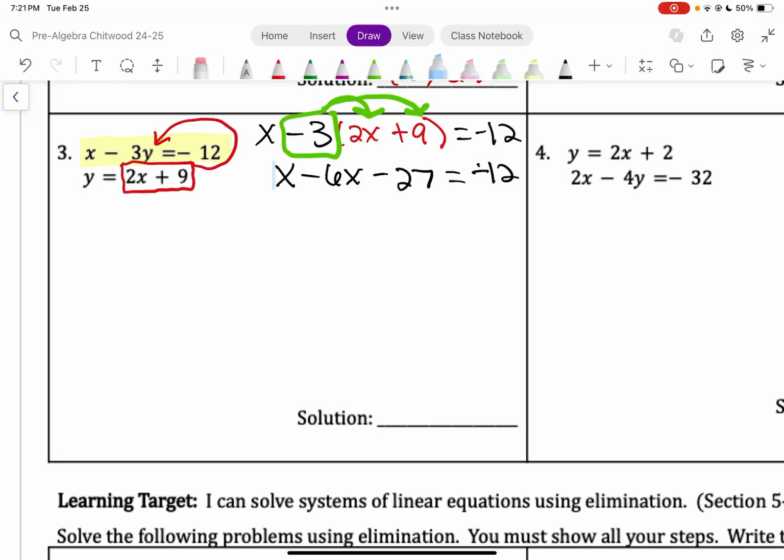I am able to combine like terms. X minus 6x will give me negative 5x. Then I still have my minus 27 equals negative 12.